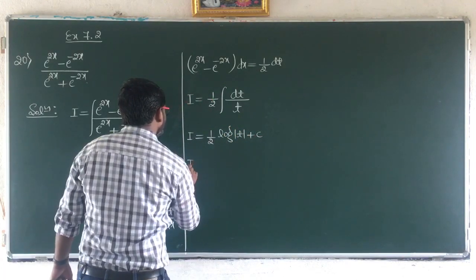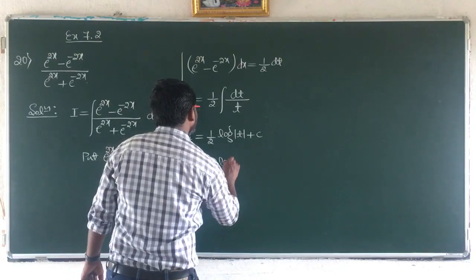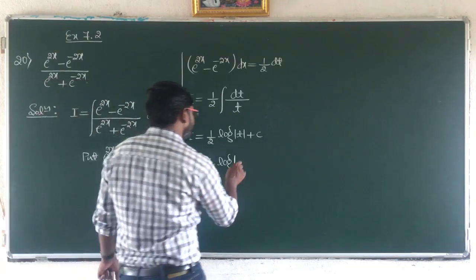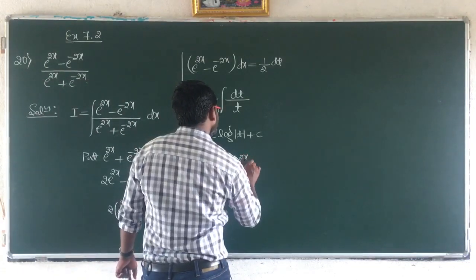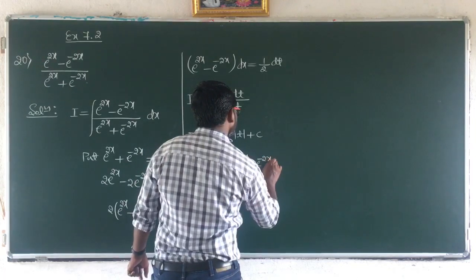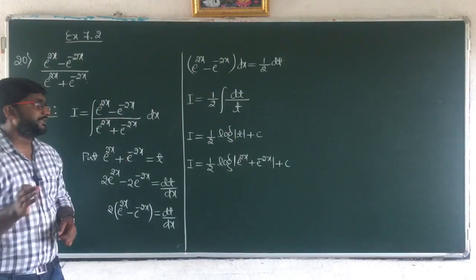I which is equals to 1 by 2 log mod, what is t here? T, it is e to the power 2x plus e to the power minus 2x plus c. So this is all about the 20th problem.